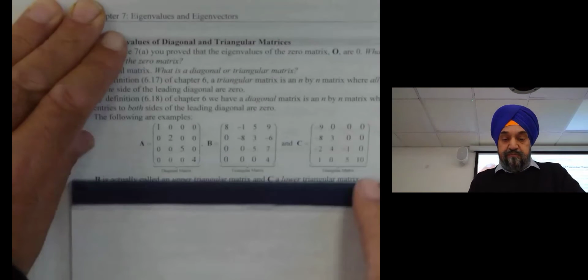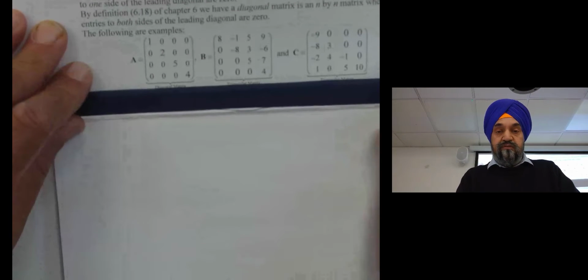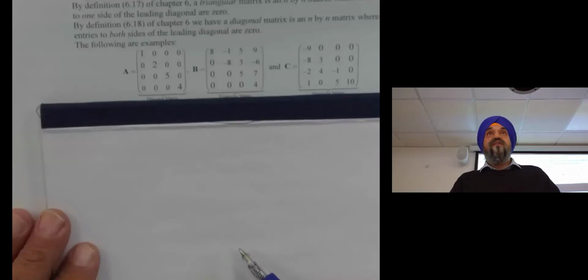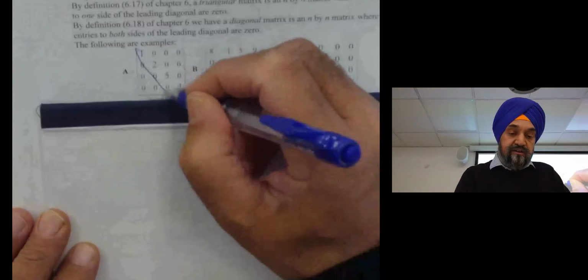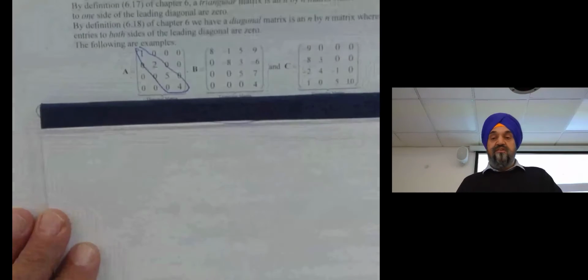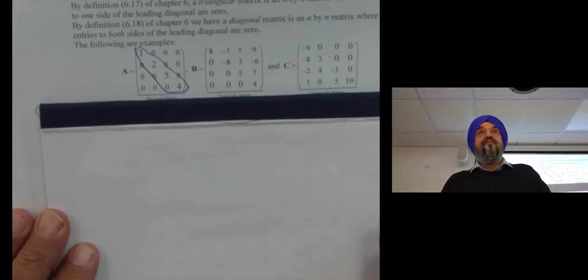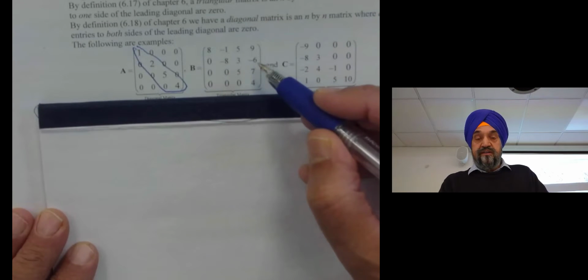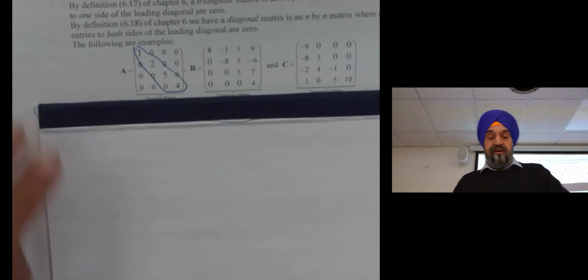Okay. So here are some examples. There are 3 examples there. What's the first one? What kind of matrix is that? That's a diagonal matrix, isn't it? Both sides of the leading diagonal are equal to 0. This is your leading diagonal. Remember that. And what about B? Yes, triangular matrix, but which type? Upper triangular, because the non-zero entries are above the leading diagonal. And what about C? A lower triangular matrix, isn't it?